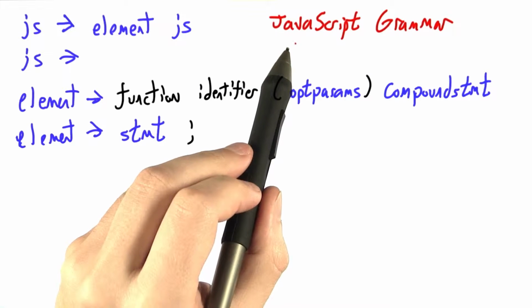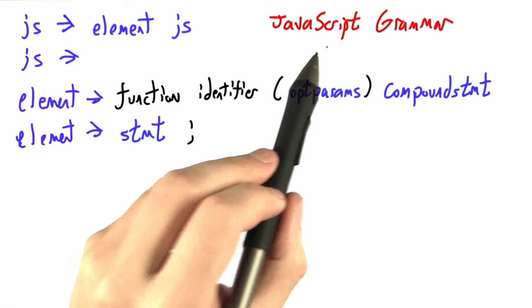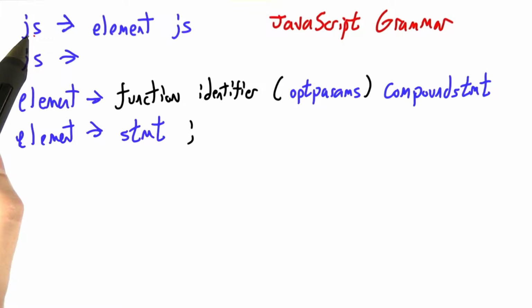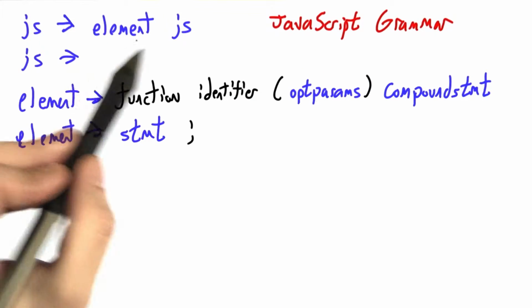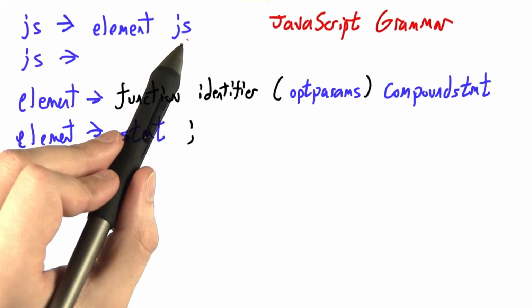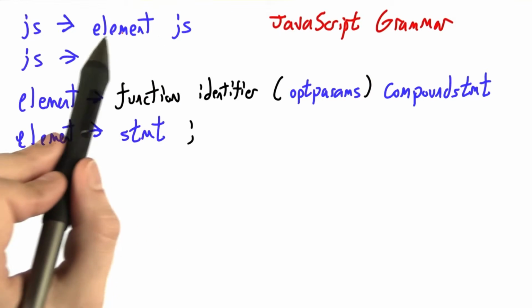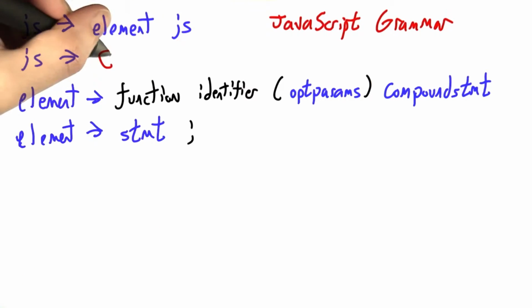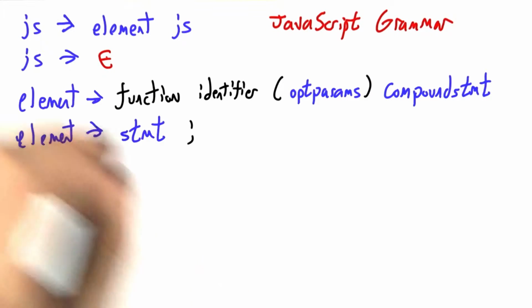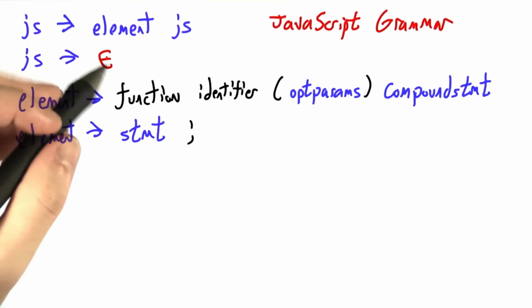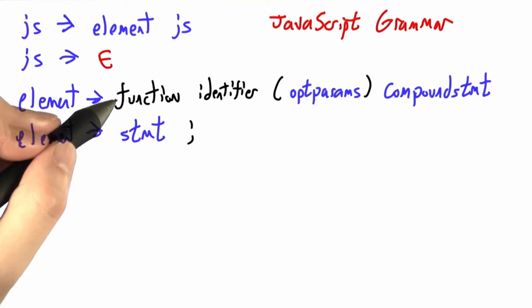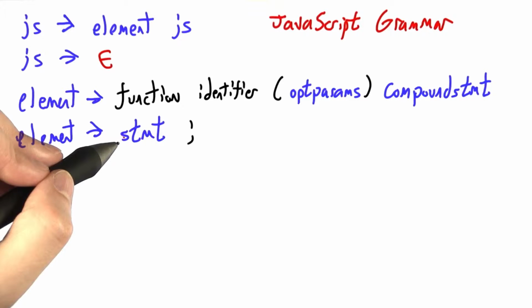So let's get started on the highest level of our JavaScript grammar. A JavaScript program is either a single element, possibly followed by another JavaScript program, which is another element, so this ends up being a list of elements, and at some point we get tired and stop writing in elements. An element can either be a function definition or an arbitrary statement, just like in Python.